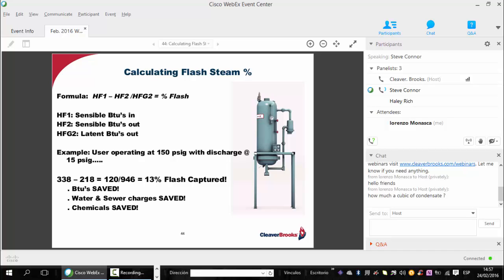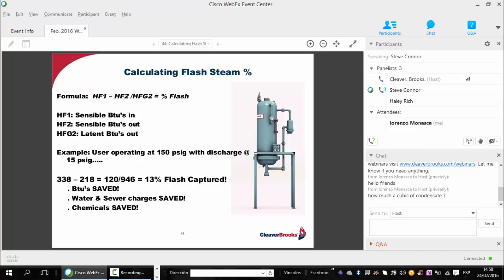HF2 is the sensible energy at the discharge pressure from your steam table, sensible energy again, divided by the latent energy of that 15-pound steam, again from your steam table, to give you your percentage of flash steam.